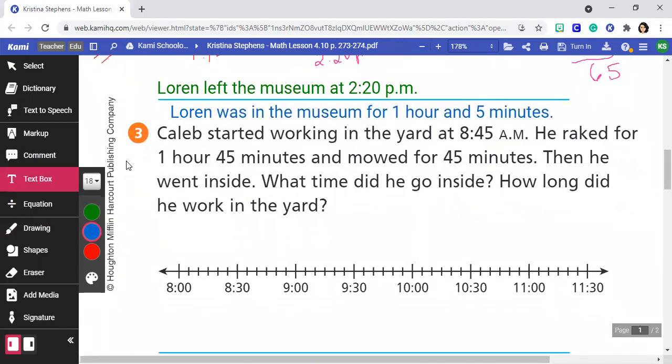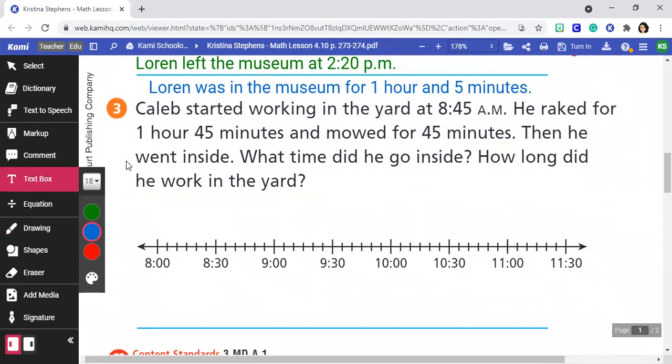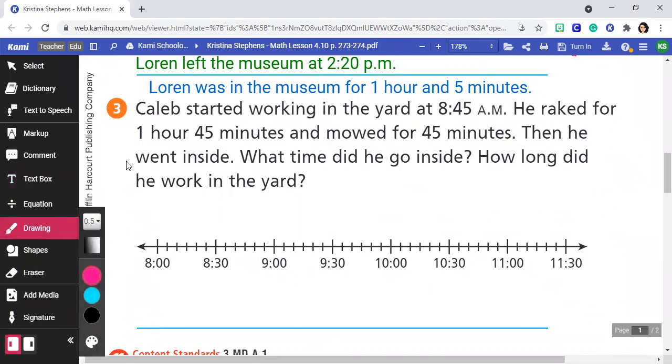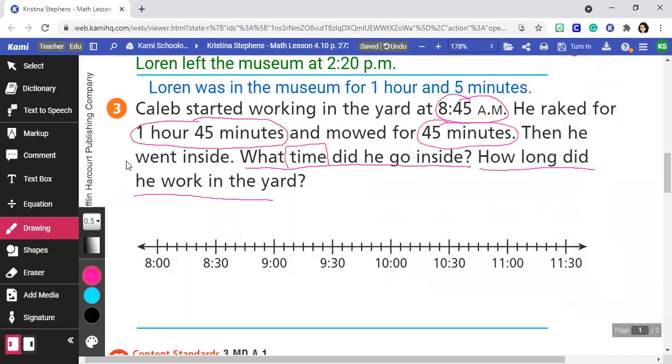Okay, third graders, let's move on to number 3. Now we're talking about our friend Caleb. Caleb started working in the yard at 8:45 a.m. He raked for 1 hour, 45 minutes, and mowed for 45 minutes. Then he went inside. What time did he go inside? All right, that's one question. And how long did he work in the yard? So just like our last problem, we've got 2 things that we're going to evaluate.